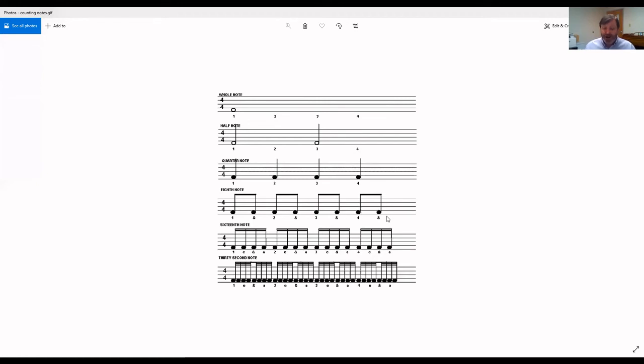Now, if we were really starting to get some faster notes and we started to look at these 16th notes, in order to understand and count these very, very fast 16th notes that are only worth a quarter beat each, we use the syllables "e" and "a." So for each beat, we have 1 e and a, 2 e and a, 3 e and a, 4 e and a. So my eighth notes up here would go 1 and 2 and 3 and 4 and, while my 16th notes down here would sound like this: 1 e and a, 2 e and a, 3 e and a, 4 e and a.